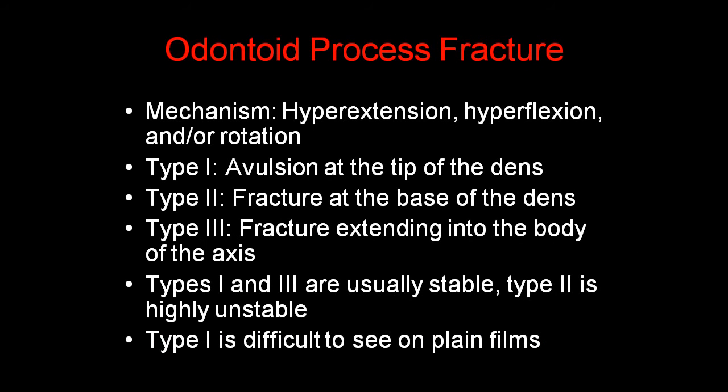Odontoid process fractures occur because of hyperextension, hyperflexion, and/or rotation. There are a number of different types. Type 1 is an avulsion at the tip of the dens. Type 2 is a fracture at the base of the dens. And type 3 is a fracture extending into the body of the axis, otherwise known as the body of the C2 vertebra. Types 1 and 3 are usually stable, but type 2 is highly unstable. Type 1 is also quite difficult to see on plain films because it's just an avulsion of the very tip.